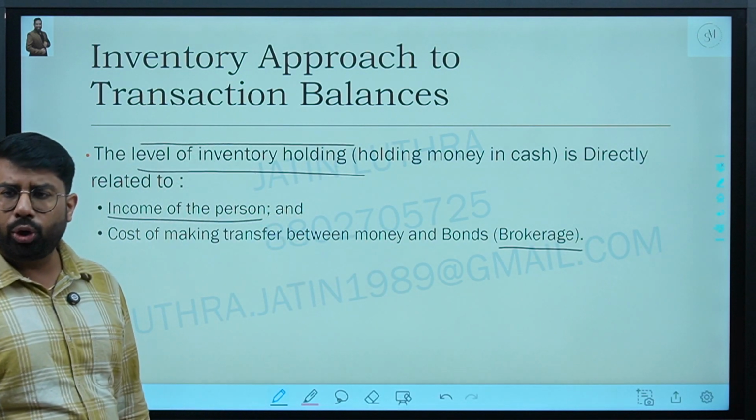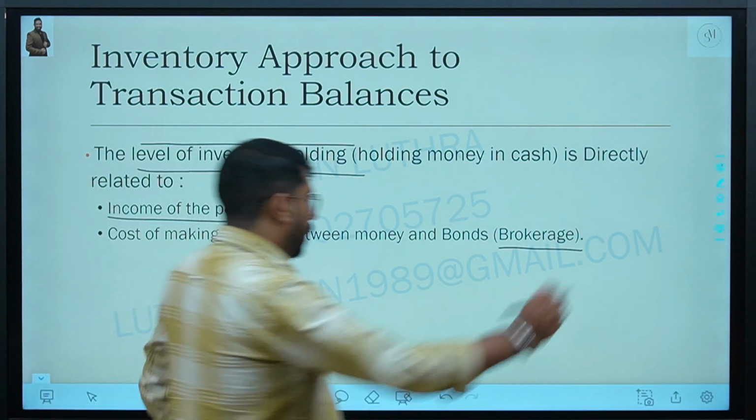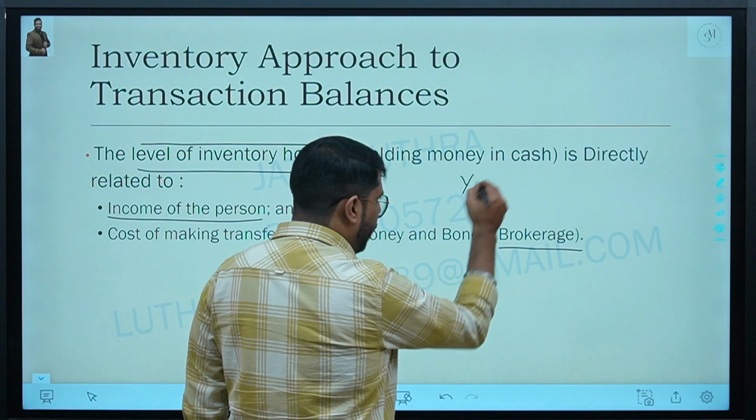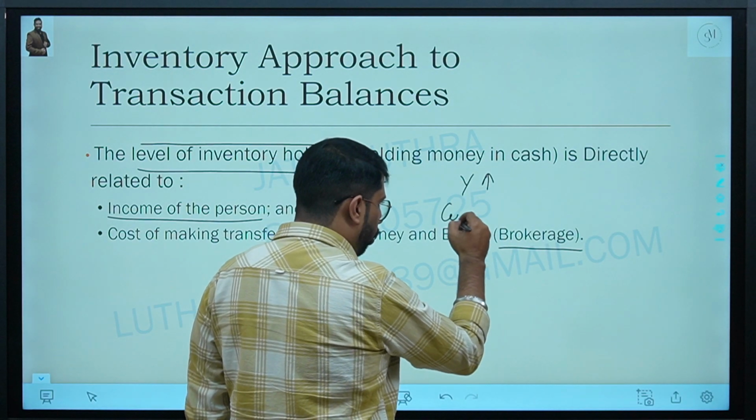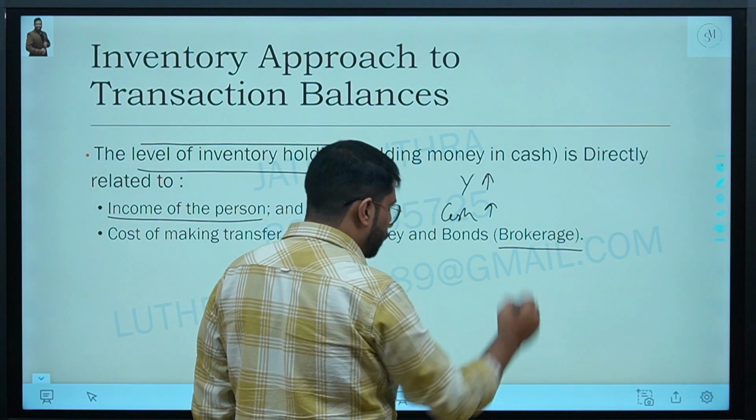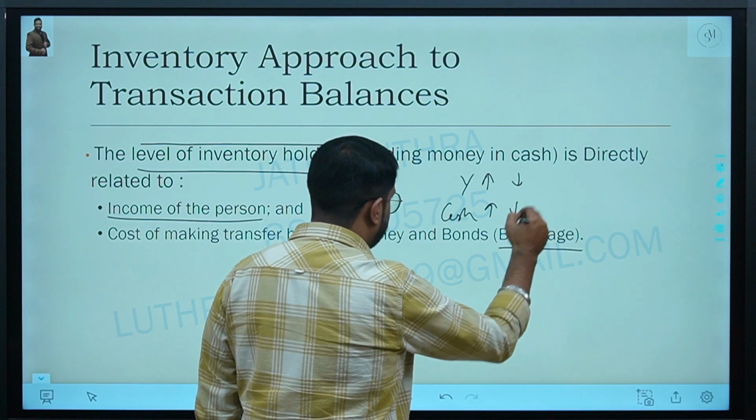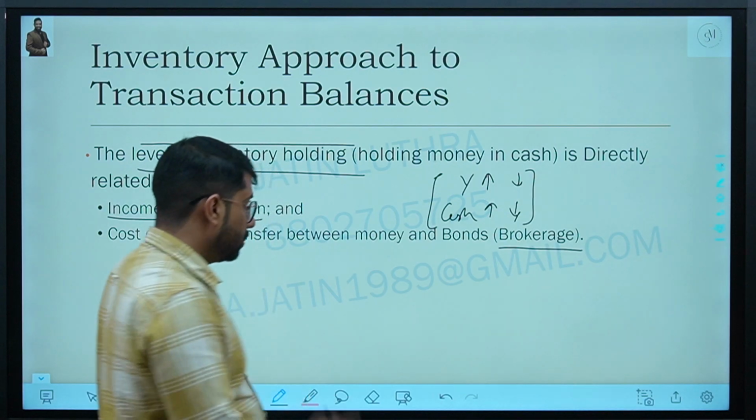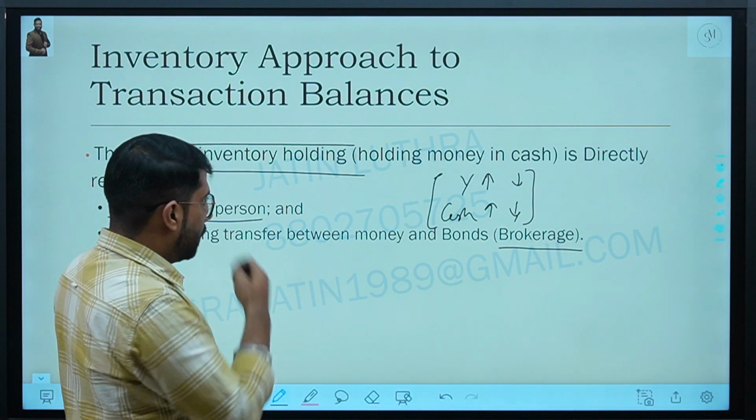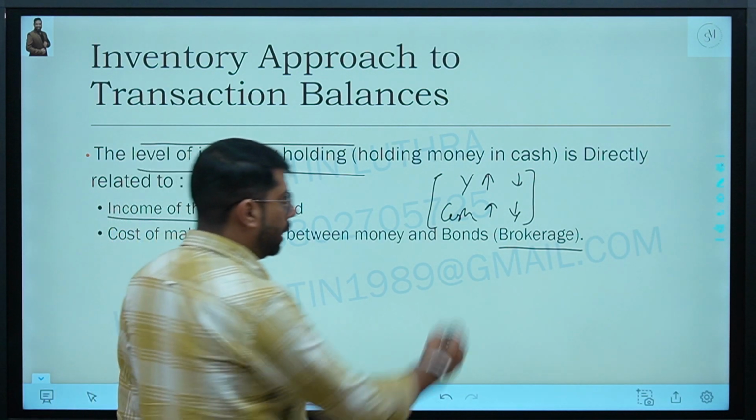Sir, what do you mean by this? Now see, if your income is more, you will hold more cash, yes or no? Yes, sir. If your income is less, you will hold less cash. It means there is a direct relationship, yes or no? Yes, sir. Inverse relationship? Direct.